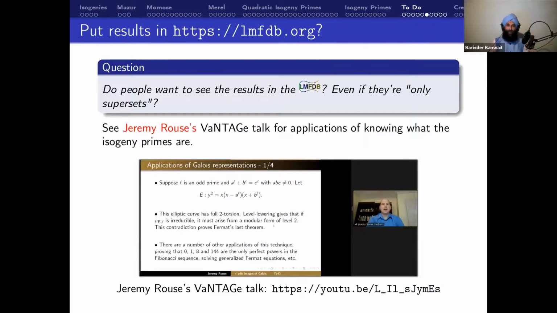So he spent a whole four slides talking about the applications of Galois representations, and hence a fortiori isogeny primes. So I'm not going to say anything about that here. I will just refer to his talk at this YouTube link. But this is what it could look like.